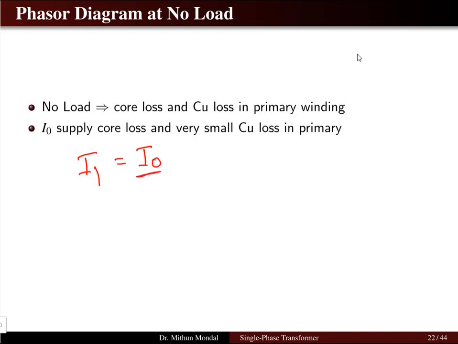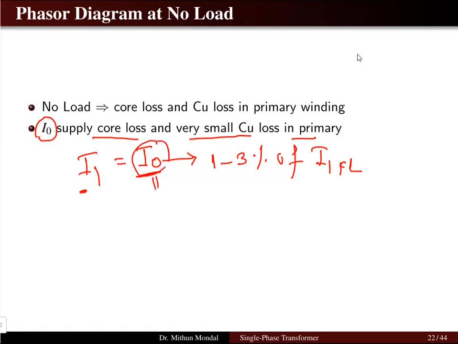So I0 represents the no load current in the primary side. I0, the no load current, will be supplying the core losses and very small copper loss in the primary winding, since this I0 is basically 1 to 3% of the full load current I1. So when we put load, at full load current we are getting 1 to 3% of the full load current, that is I0. So it is a very small quantity. Hence the copper loss is very small in the primary winding under the no load condition. It is only the core loss which is present.